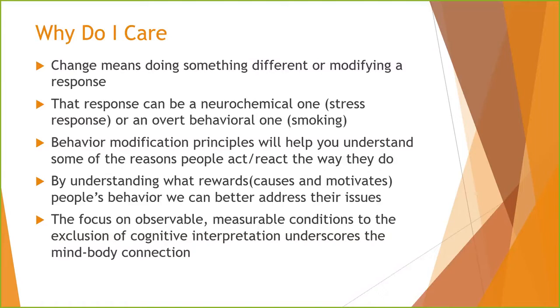The response can be a neurochemical one that we're trying to change. So we've talked before about how we can basically talk ourselves into getting stressed out, talk to ourselves and communicate that there is a threat even when none exists. We can get ourselves all worked up. Or we can try to be changing an overt behavior like smoking or exercising, or banging your head. Behavior modification principles will help you understand some of the reasons people act or react the way they do.